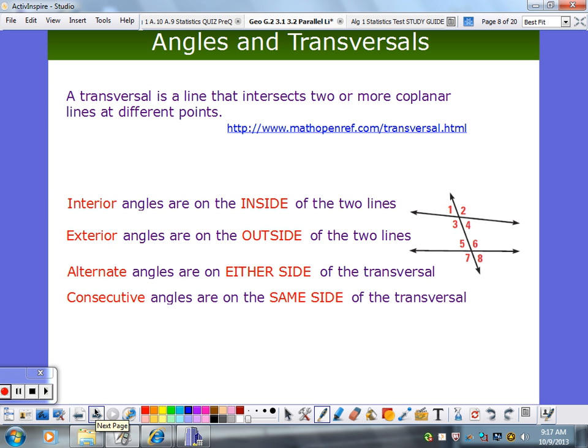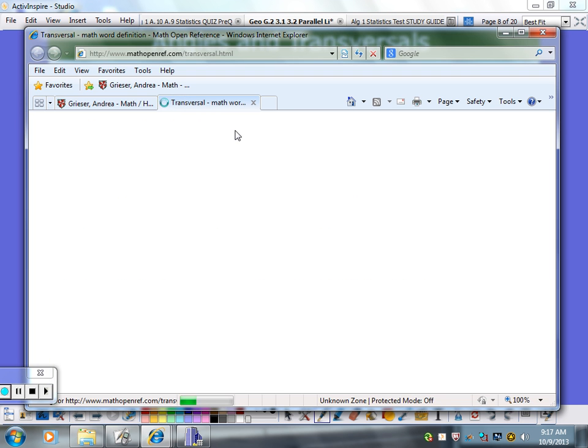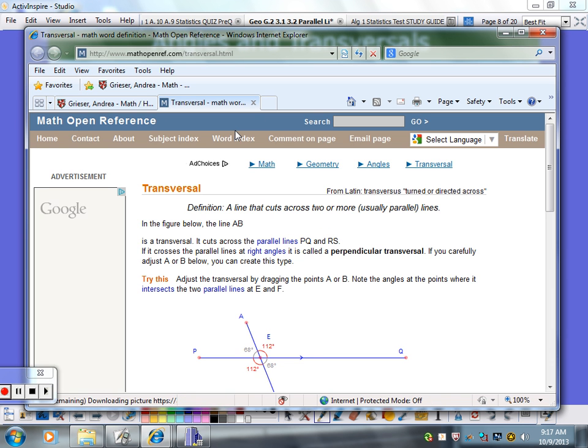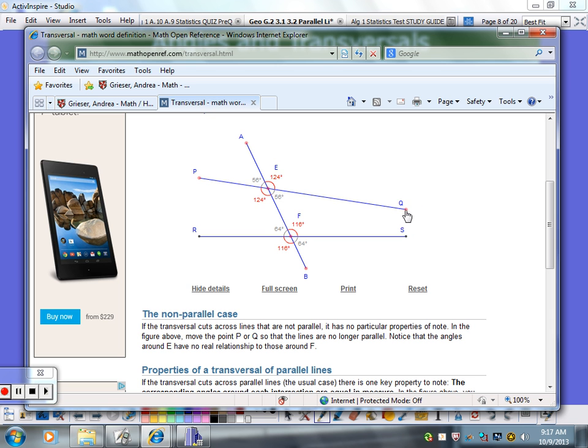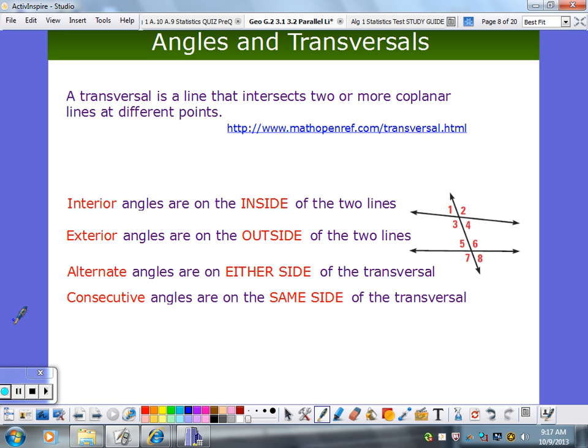A transversal is a line that intersects two or more coplanar lines at different points. And I do have, let's see, I hope this is working today. Sometimes it works, sometimes it doesn't. So here we have, they're showing parallel lines. But this is the idea of a transversal. It crosses two lines, and I don't even have to make them parallel. They don't have to be parallel lines, but the transversal is crossing them. I could have a third line, a fourth line, as long as they're all coplanar, and I can have a transversal that runs through it.